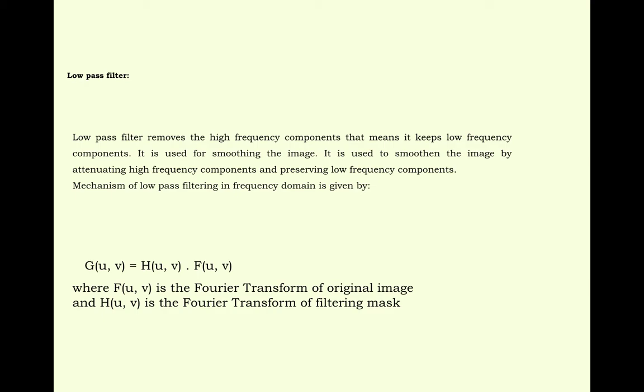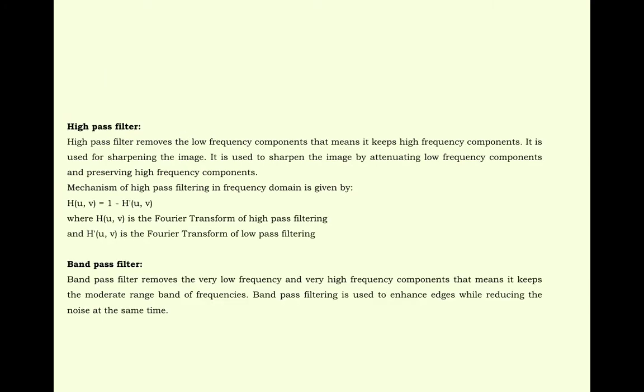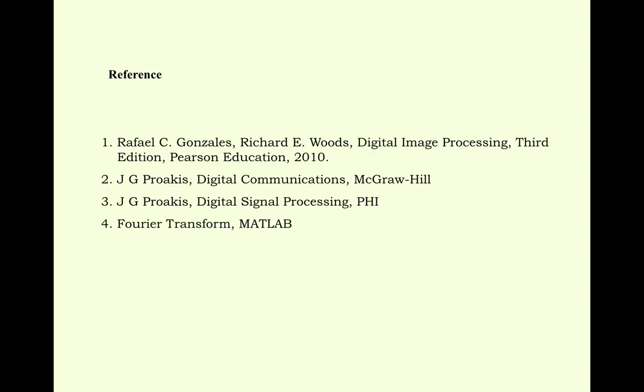Now, if the input filter characteristics is H(u,v) and F(u,v) is the input pixel information in the frequency domain, then after the operation it will be G(u,v) in the frequency domain, and with the corresponding inverse transform it will get back to the original spatial domain. This is the high pass characteristics, and the band pass characteristics. These are the references. And before closing the session, we will do our MATLAB session.